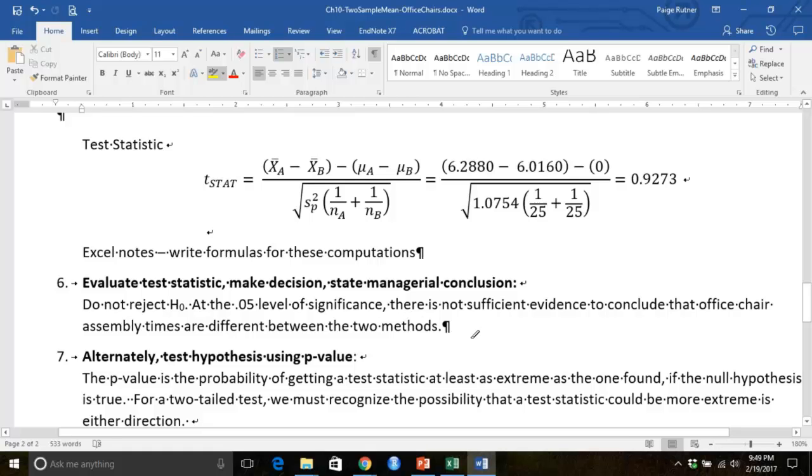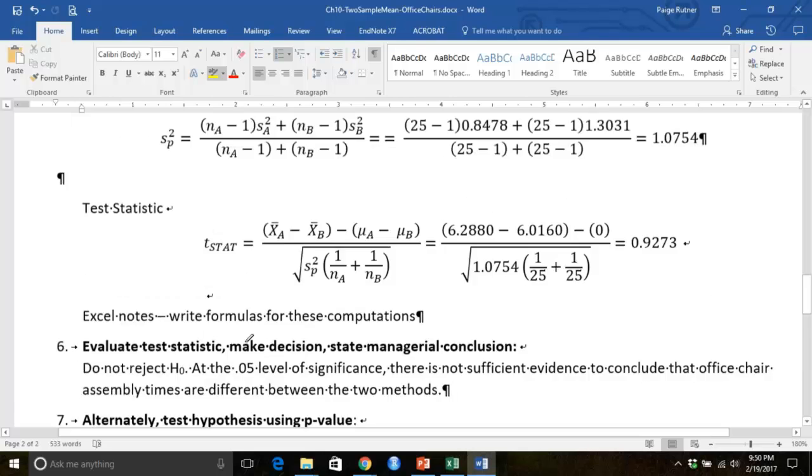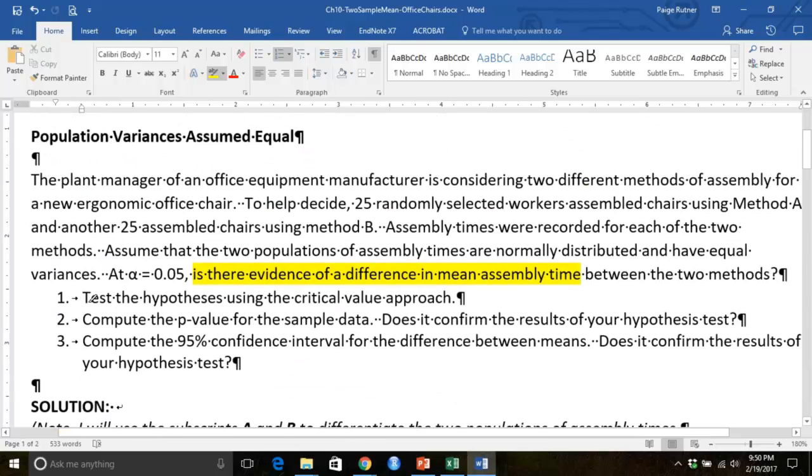And then the following sentence is our managerial conclusion, just interpreting that decision in the context of the problem that we're working in. All right, so going through step 6 here wraps up this first requirement that we're going to test these hypotheses using the critical value approach. The next two steps ask us to find the p-value as well as the 95% confidence interval, and then verify that those two approaches to hypothesis test lead us to the same conclusion, and they should.